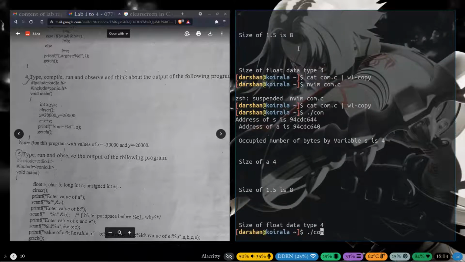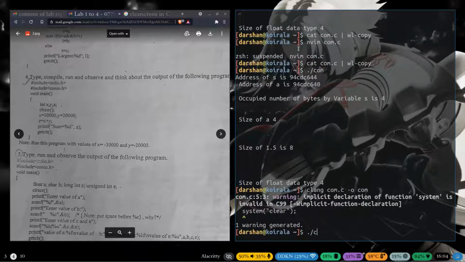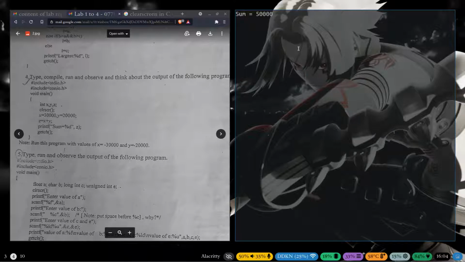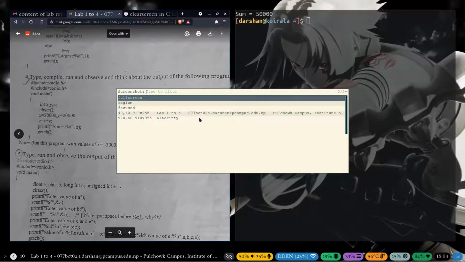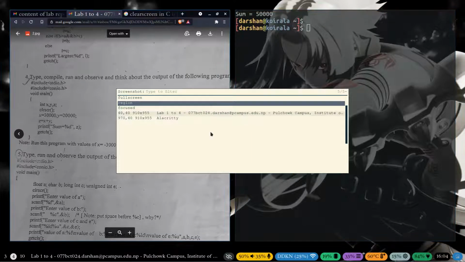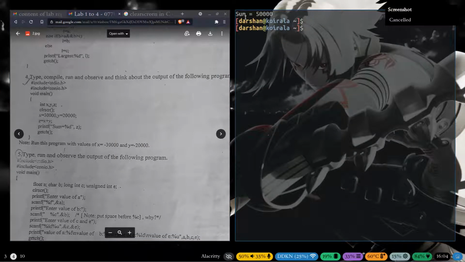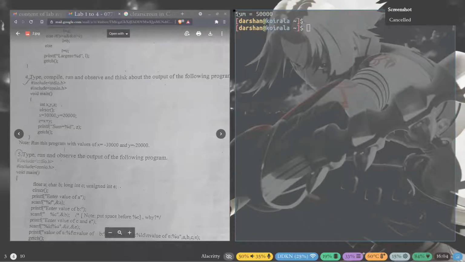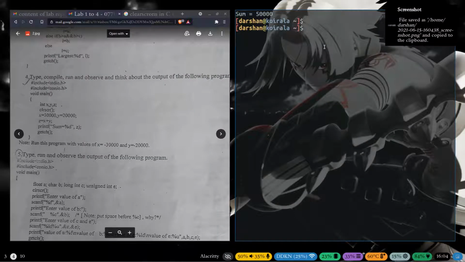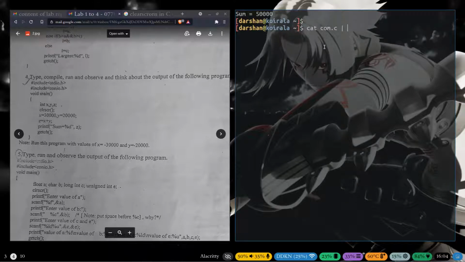Oh shit. So I'm going to get 50,000. What to think about in this thing? It has just cleared the screen. Oh shit, what the heck? What is it? Let's see.